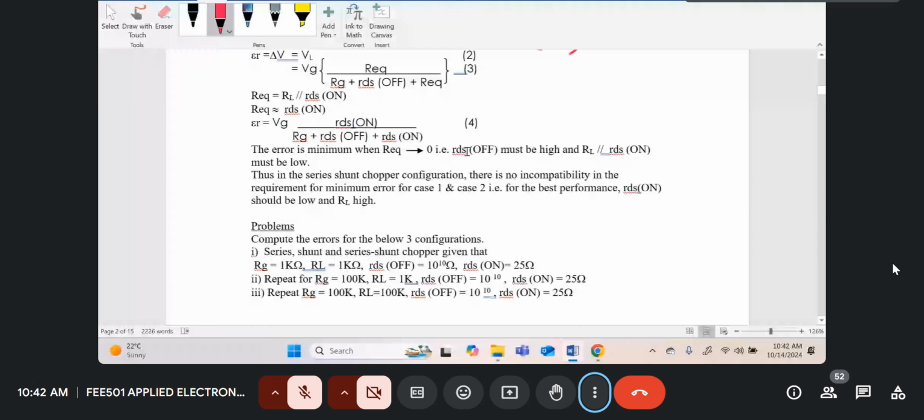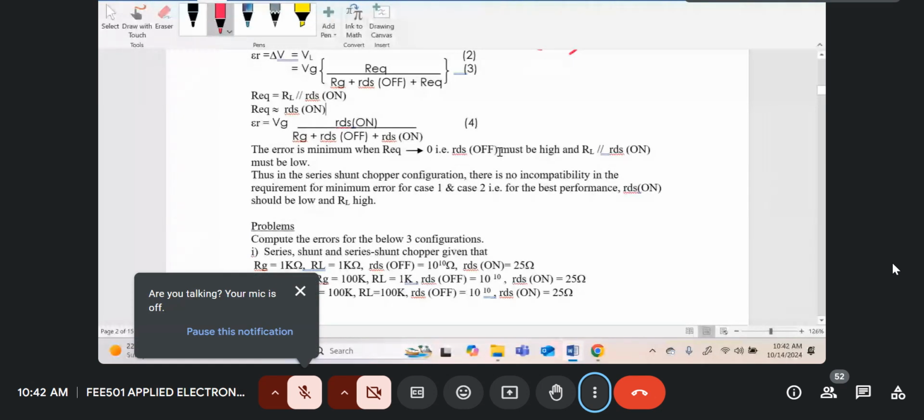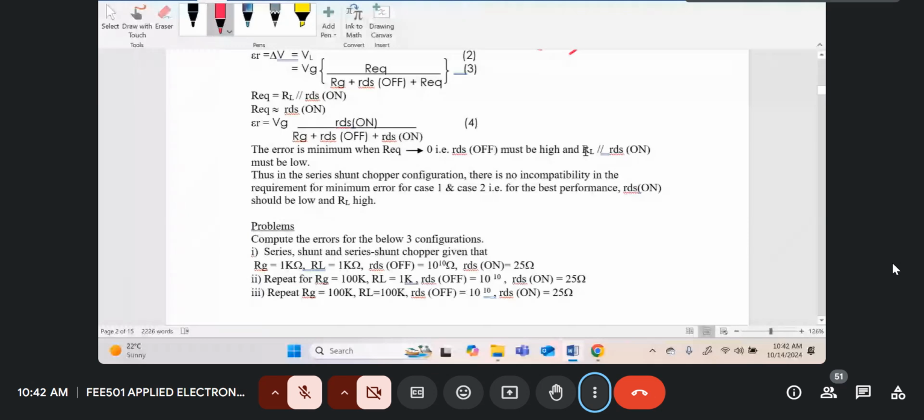RDS off must be large and RL in parallel with RDS on must be low. So actually here where I've said RDS off must be large, I'm looking at the numerator, denominator of equation 4.